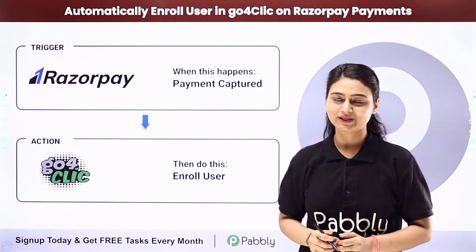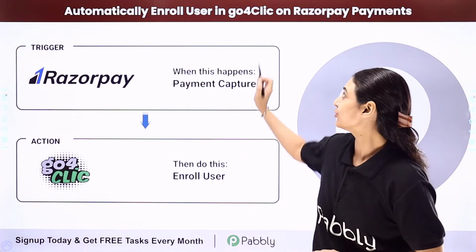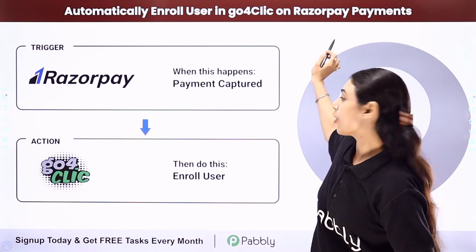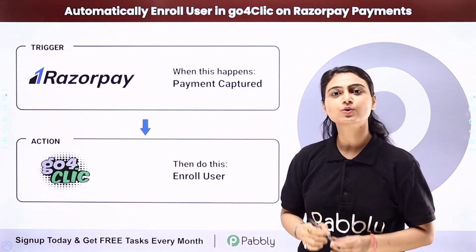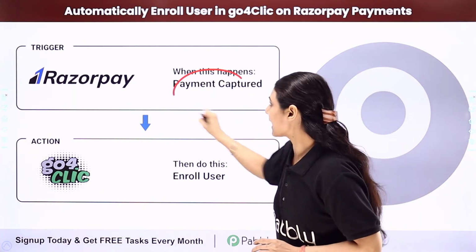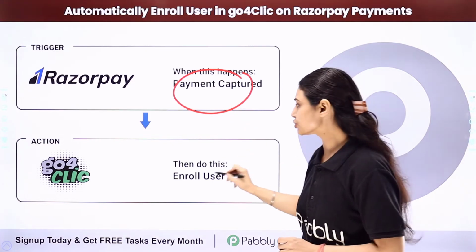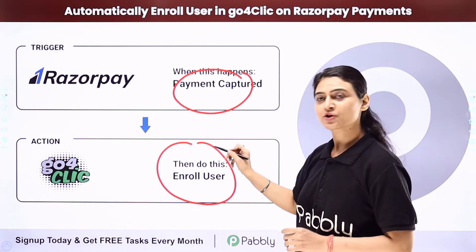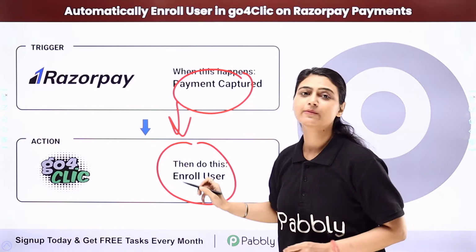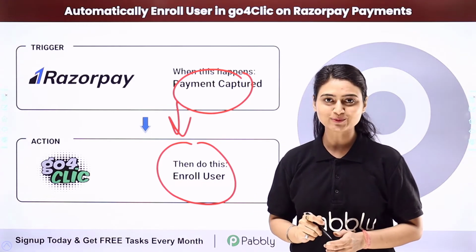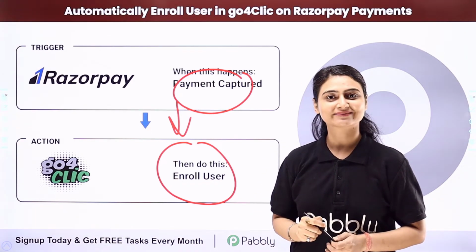In this video, we will learn how you can automatically enroll a user in Go4clic on Razorpay Payments. Let's say you want every time a payment is captured in Razorpay, the user should be enrolled in Go4clic. So we are going to automate this entire process using Pabbly Connect. Come to my screen to see how we do this.